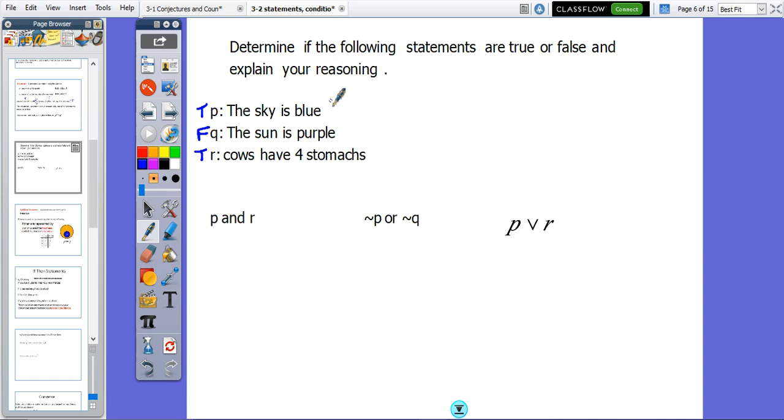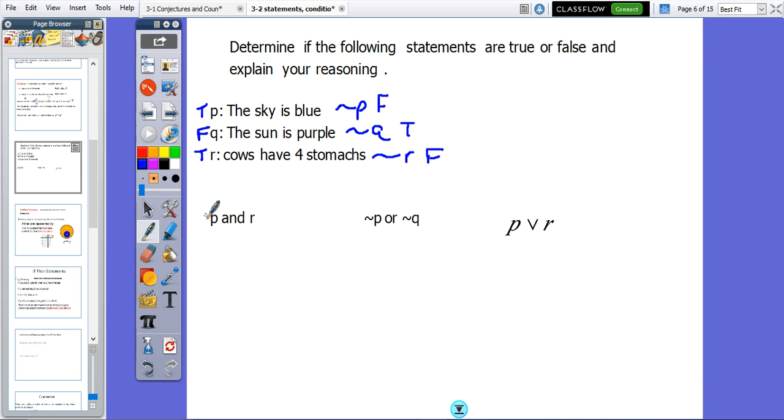And they also talk about negation. So if the sky is blue, the negation of that means the sky is not blue. So that's a false statement. The negation of the sky is purple is the sky is not purple. That's a true statement. And the negation of cows have four stomachs is the cows do not have four stomachs. That's a false statement. So we kind of keep these in mind.